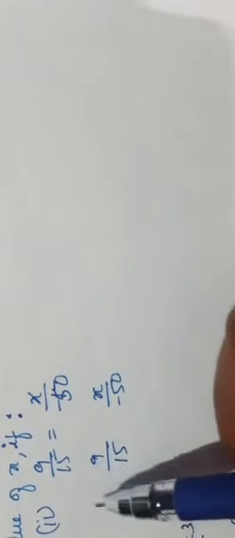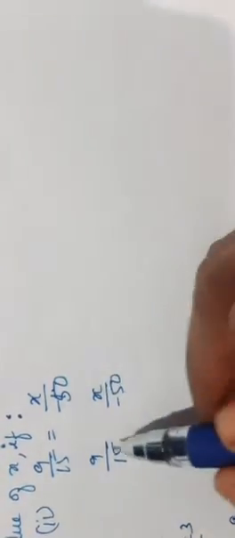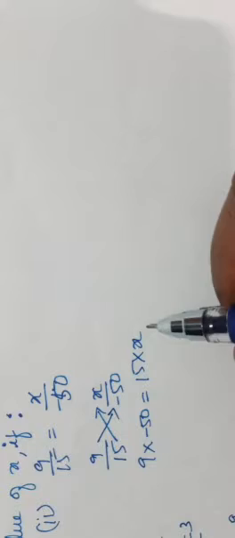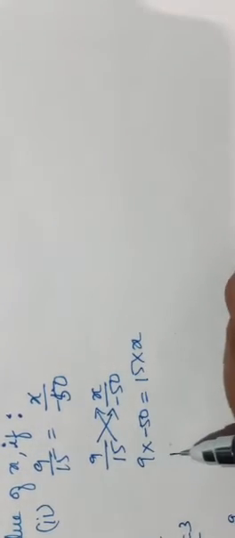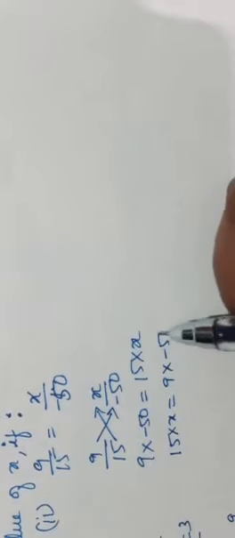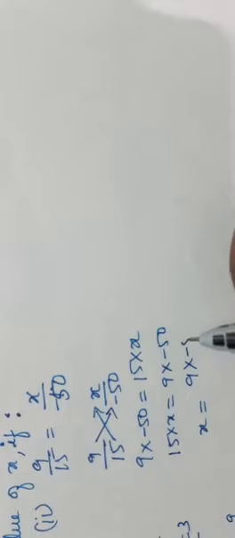Children, next one is 9 by 15 is equal to x by minus 15. Here also, let us cross multiply. 9 into minus 15 must be equal to 15 into x. Since x term is in the right hand side, let us take 15 into x to the left hand side and 9 into minus 15 to the right hand side. Therefore, x is equal to 9 into minus 15 divided by 15. Let us take it to the right hand side. It will become divided by 15.